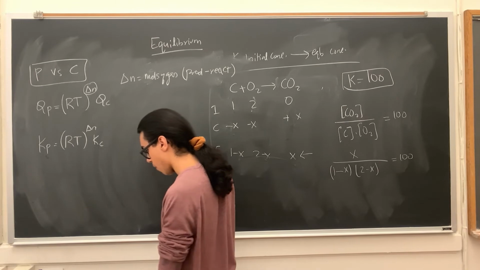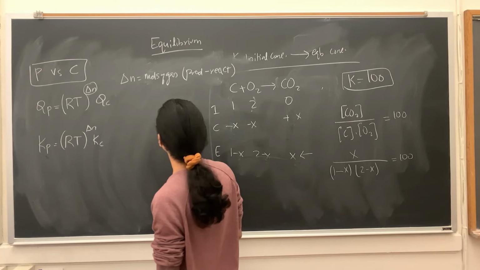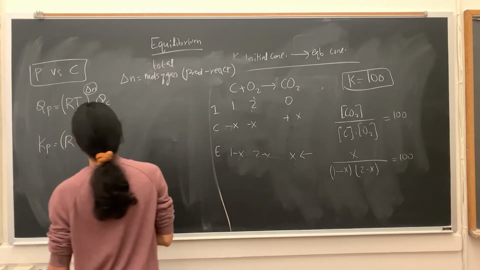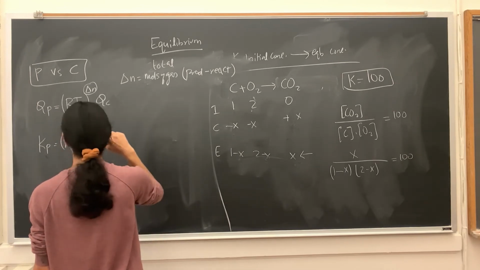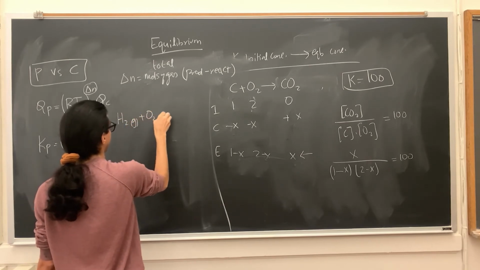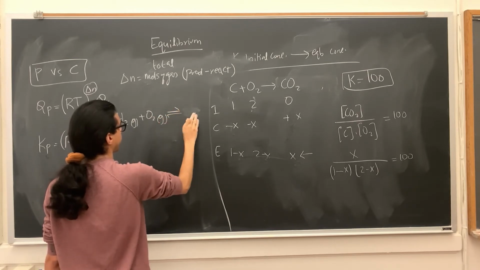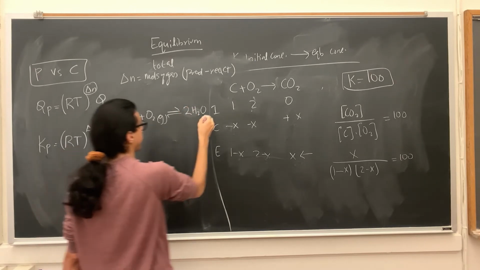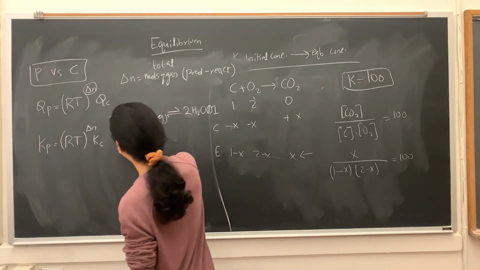So you're subtracting the moles of gas, products minus reactants. Total on the product side minus total on the reactant side. A good example is H2 gas plus O2 gas is in equilibrium with H2O liquid. What is delta N going to be in this case?